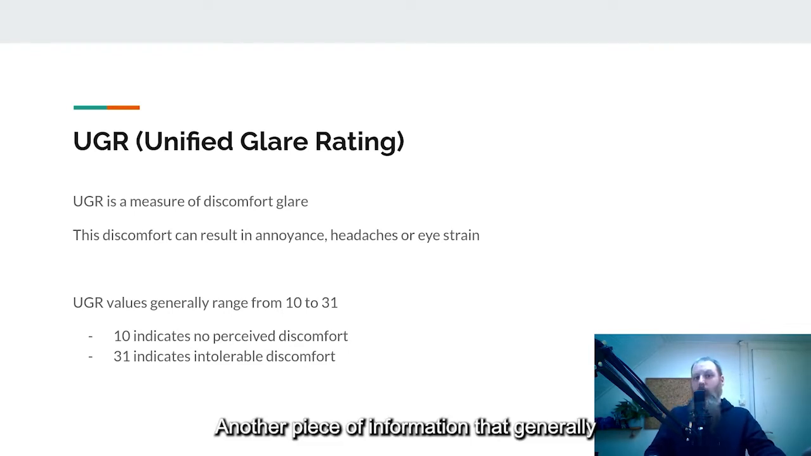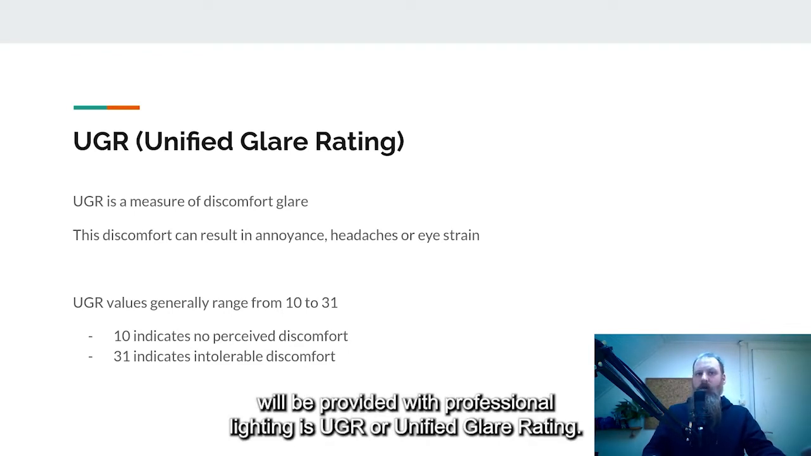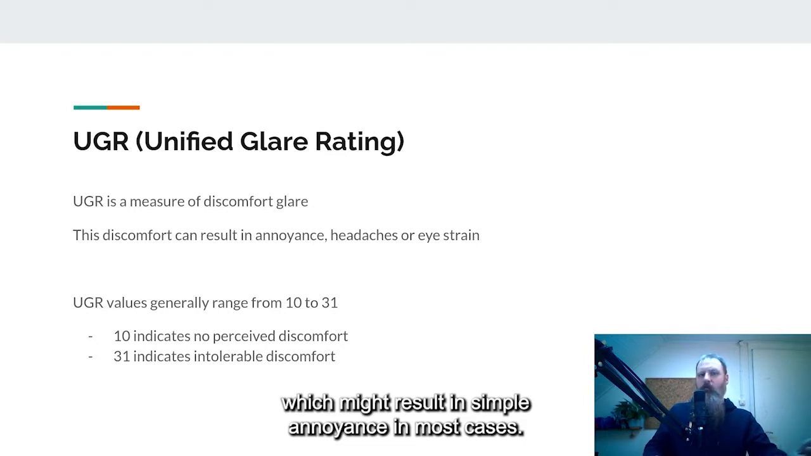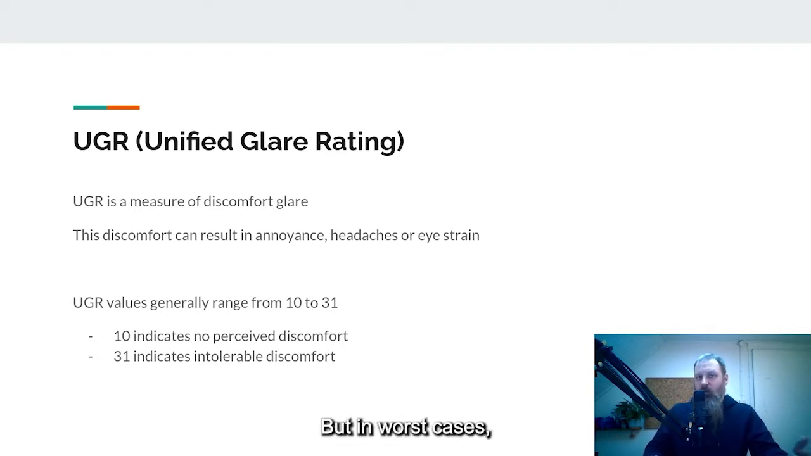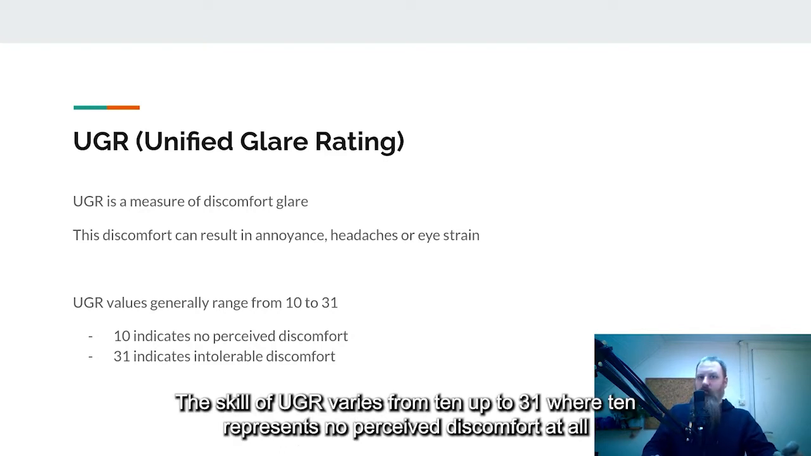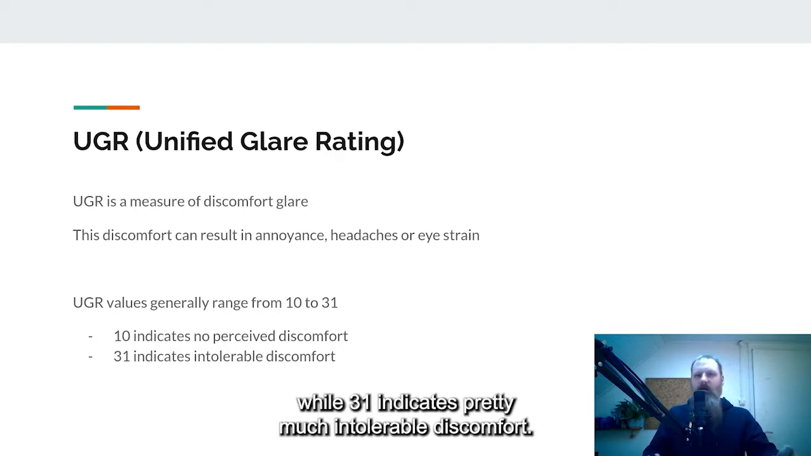Another piece of information that generally will be provided with professional lighting is UGR, or Unified Glare Rating. Put very basically, this is a measure of discomfort glare, which might result in simple annoyance in most cases, but in worst cases your light fixture may be the cause for eye strain or even headaches. The scale of UGR varies from 10 up to 31, where 10 represents no perceived discomfort at all, while 31 indicates pretty much intolerable discomfort.